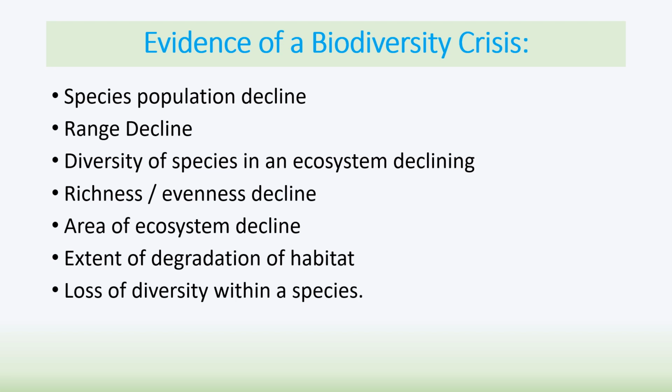And within species, we are even finding a loss of diversity. So just stuff like farming, for example, we're breeding particular plants which have particular traits that we want, and therefore the biodiversity of that species is being wiped out.